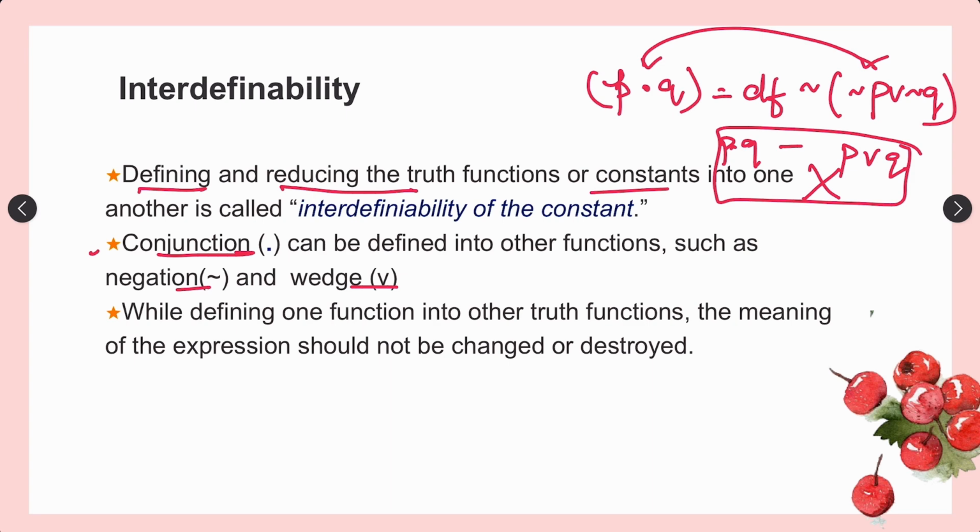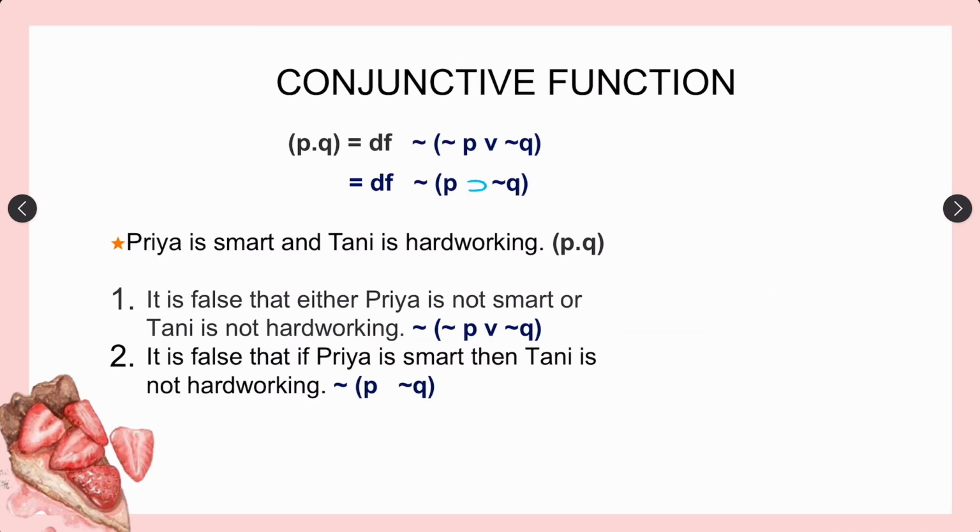Now let's start first with the very easy part, which is the conjunctive function. In the case of conjunction, if we have p dot q, it can be defined, and this defined part is very important, into negation bracket negation p wedge negation q, or if you want to define it into horseshoe, then it will be negation p horseshoe negation of q. So this is very important here.